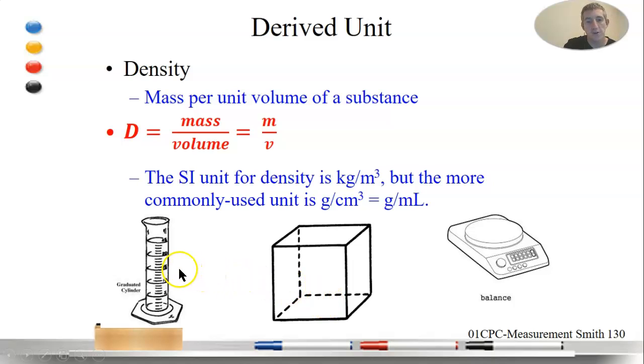Now again, you can measure volume directly using a graduated cylinder. You can certainly measure mass using an electronic balance. And when you divide those two, you get yourself a mass to volume ratio that we call density. Now the SI unit for density is kilograms per meter cubed. We're not going to be using that unit much in chemistry, but what's more common, especially in the context of water, is grams per centimeter cubed, which is equal to grams per milliliter, because a centimeter cubed equals a milliliter.